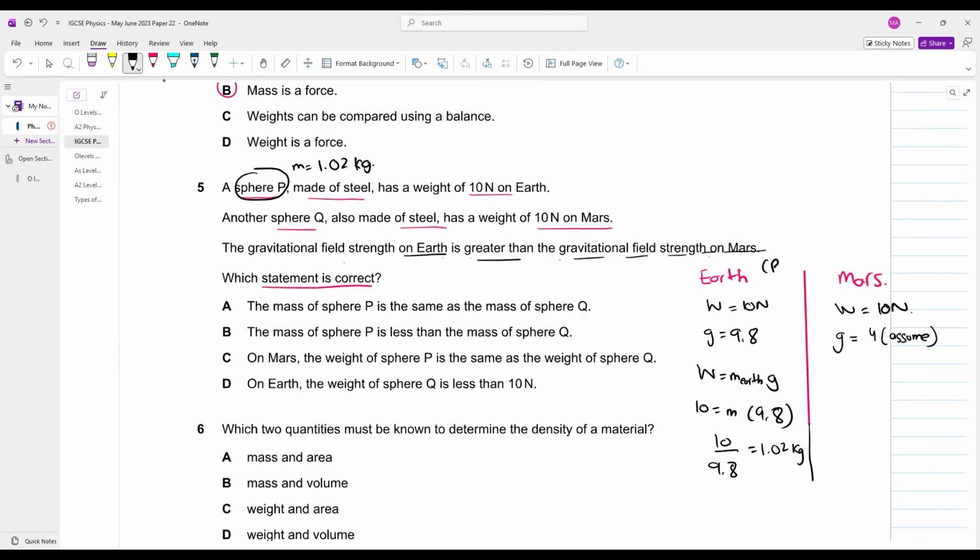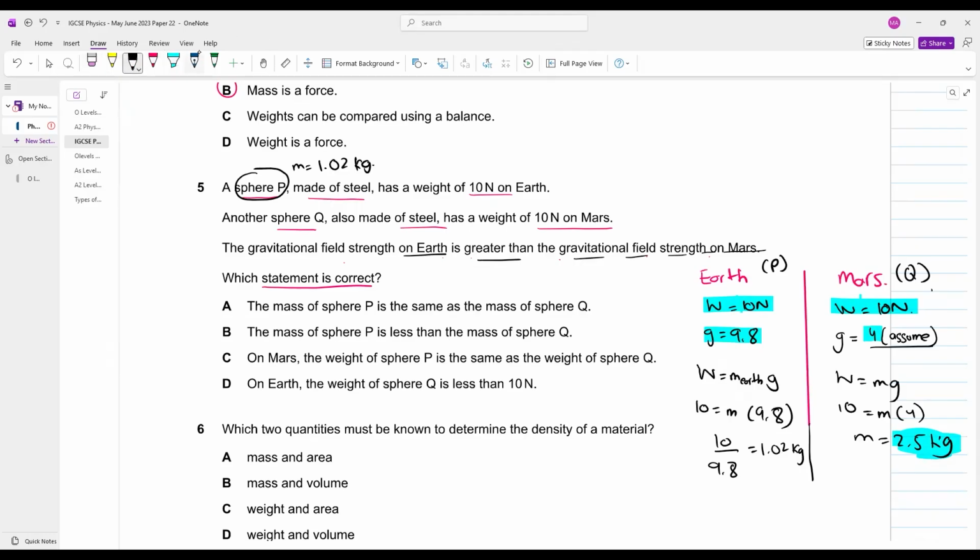What will be the mass of sphere Q? ये तो sphere P का mass आ गया, sphere Q का mass क्या होगा? I have assumed the gravitational field strength of Mars to be 4. तो हम ये कर लेते हैं, W is equal to mg. Weight 10 है, mass हमने निकालना है, g 4 है, mass comes out to be 2.5 kg. बेटा, क्या आप realize कर सकते हो, for the same weight on Earth and Mars, since the gravitational field strength of Earth is greater compared to that of Mars, Mars पे आपका जो mass होगा, that will be greater compared to the mass on Earth.